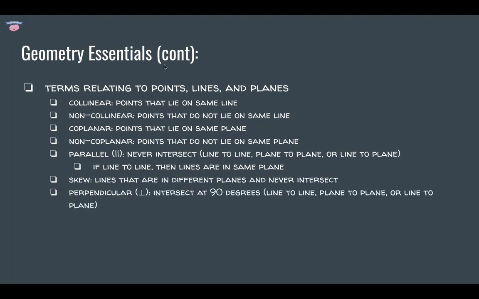Perpendicular means they intersect at exactly 90 degrees. So it could be line to line, like this, plane to plane, another hard visualization, with this exactly 90 degrees, or line to plane. This, where it intersects, it's exactly 90 degrees.